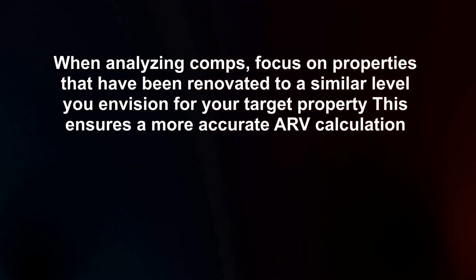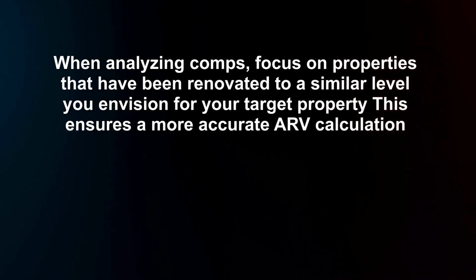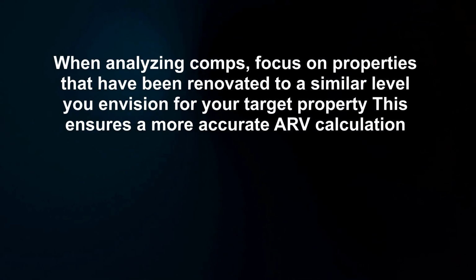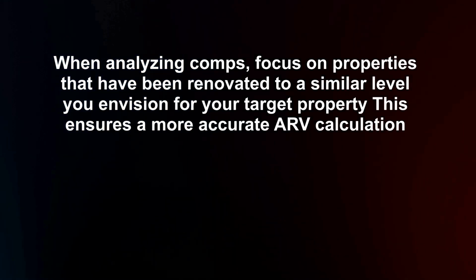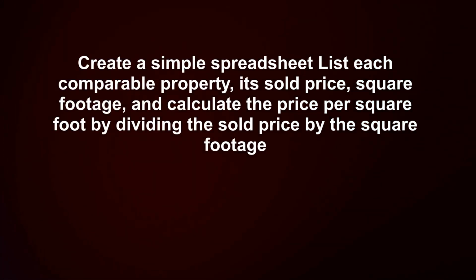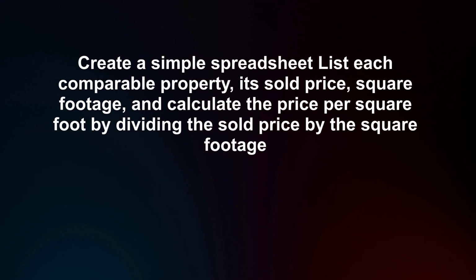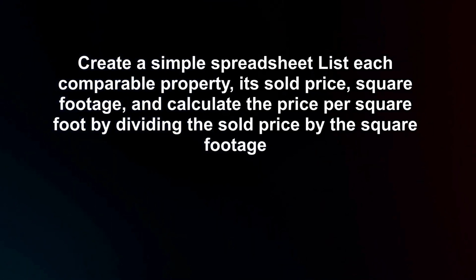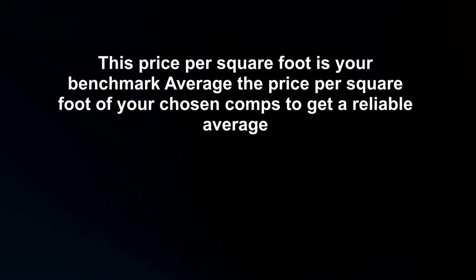When analyzing comps, focus on properties that have been renovated to a similar level you envision for your target property. This ensures a more accurate ARV calculation. Create a simple spreadsheet. List each comparable property, its sold price, square footage, and calculate the price per square foot by dividing the sold price by the square footage. This price per square foot is your benchmark.